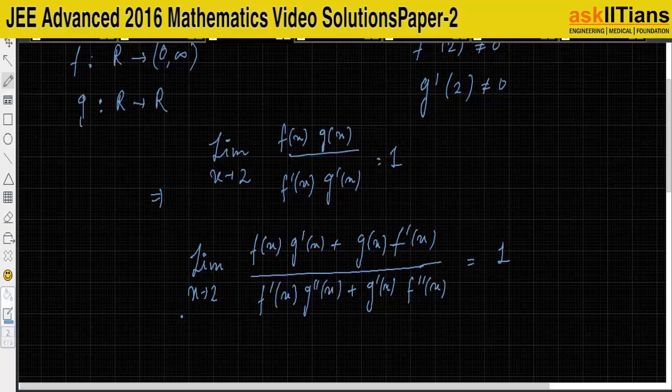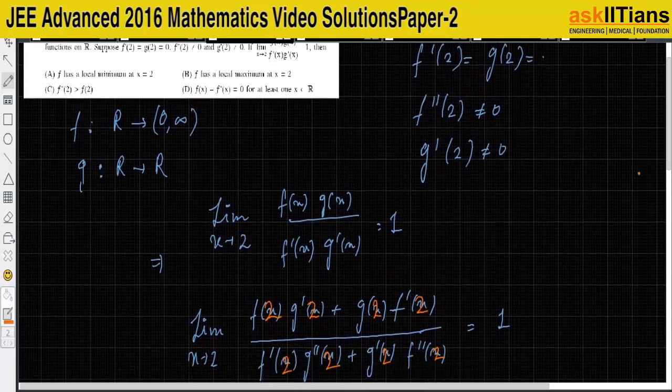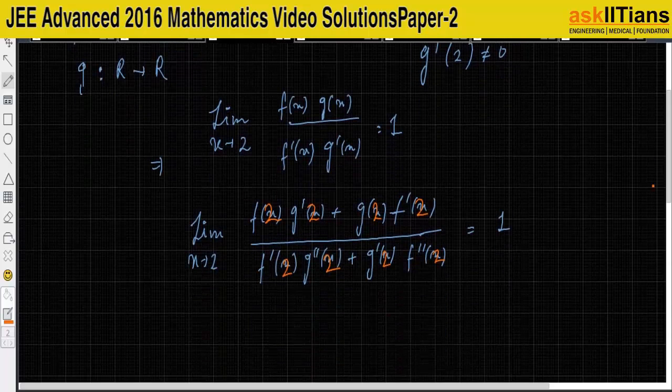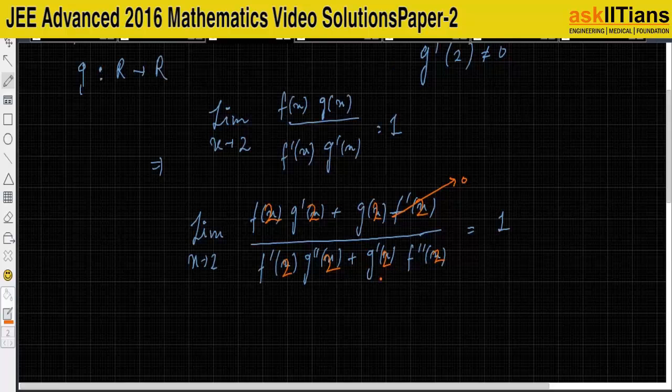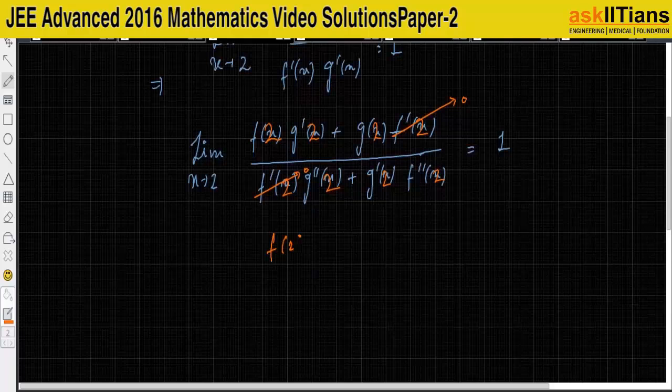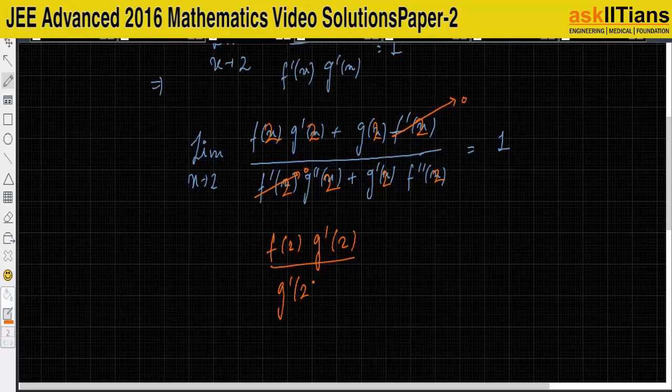Now the limit x is tending to 2, right? So I can simply put the value of x as 2. If I put x equal to 2, I'll get this, and we know that f dash 2 and g of 2, both of them are 0, that's given in the question. So this is 0 and g of 2 is also 0. So f dash is 0, right? So this quantity is also 0. So actually what will be left out is this quantity: f2 into g dash 2 divided by g dash 2 into f double dash 2, and this will be equal to 1.